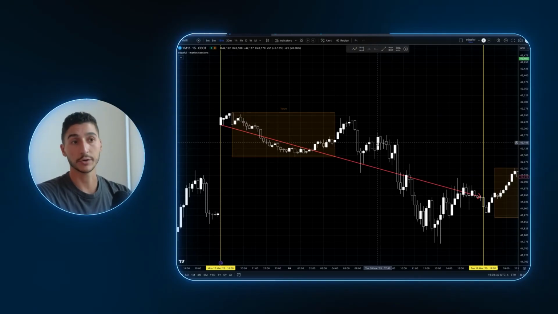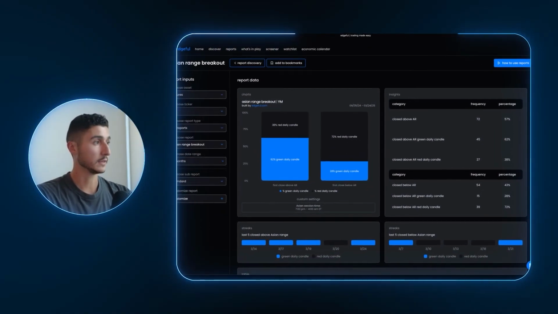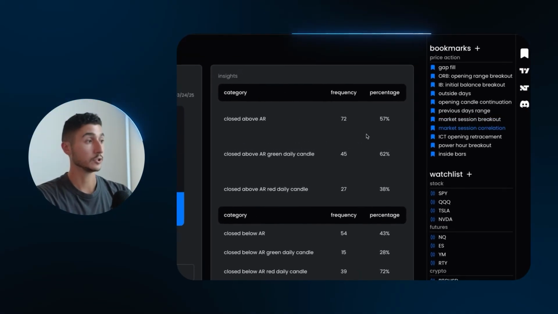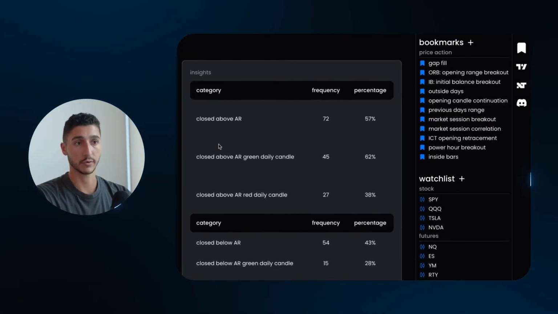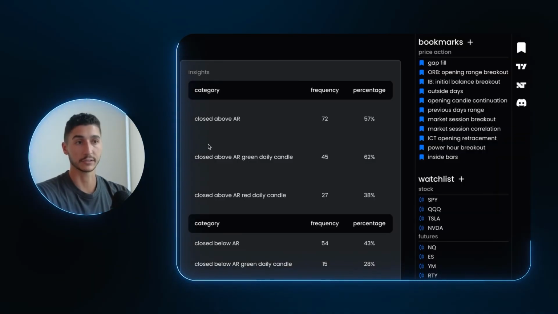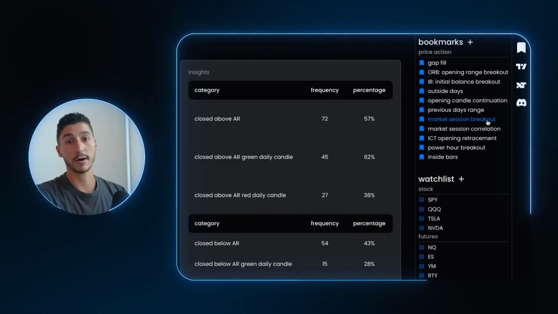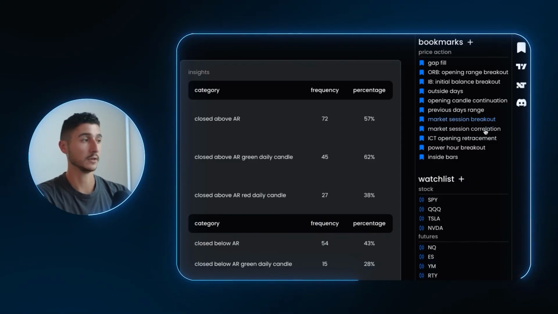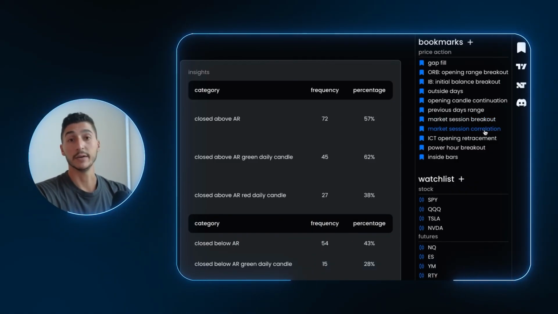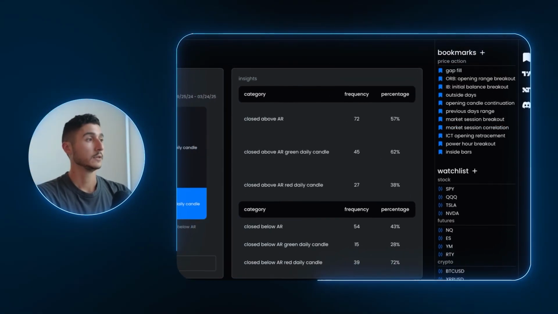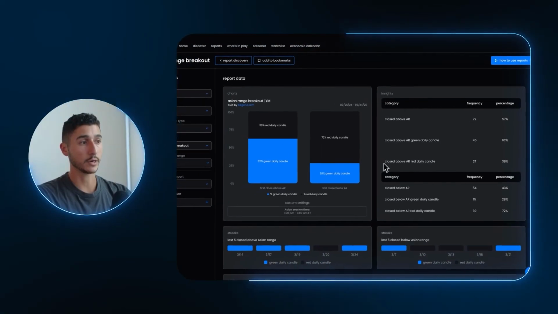Now you can use other reports like the market session breakout and market session correlation to add confluence to these reports, where you can compare one session to the next. Market session breakout, go watch the video, but this looks at how often one session will break out of the previous session. Market session correlation will say if one session closes green or red, how often does the following session close green or red? So really great reports here for confluence.